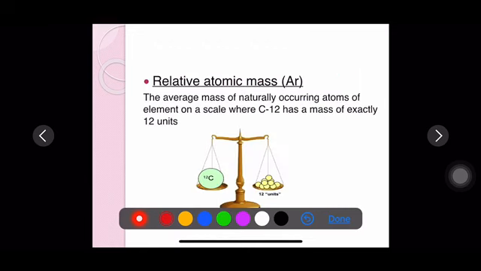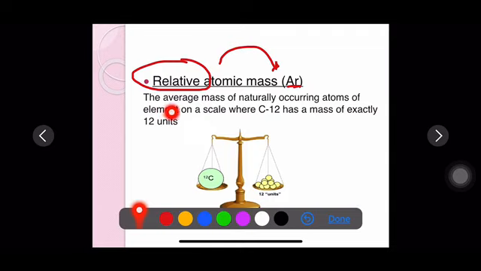What is relative atomic mass and how does it differ from atomic mass? It is represented by the symbol Ar. It is defined as the average mass of naturally occurring atoms of an element on a scale where carbon-12 has a mass of exactly 12 units.